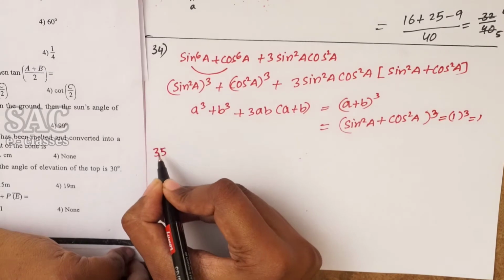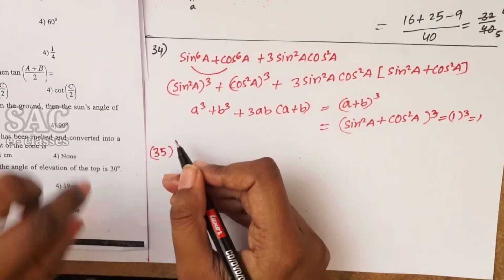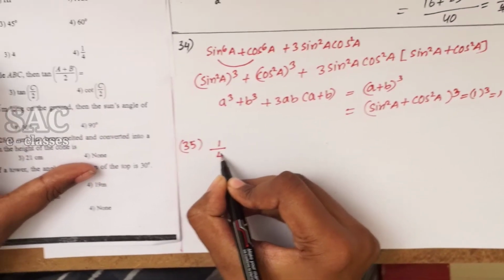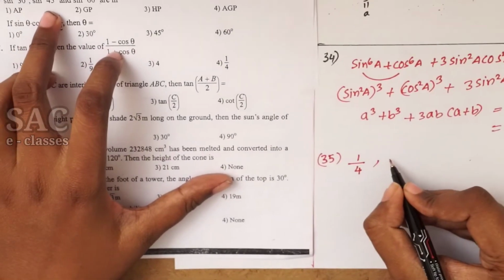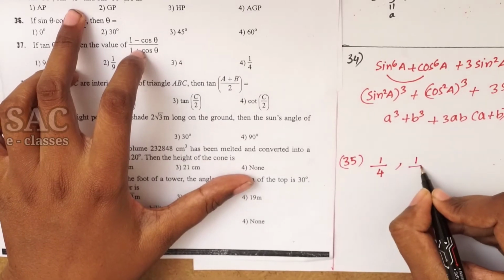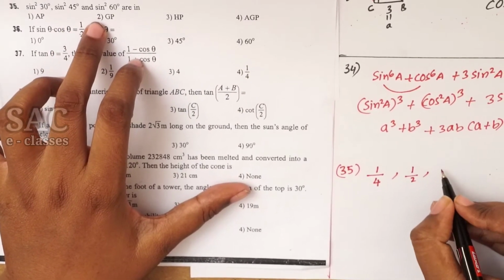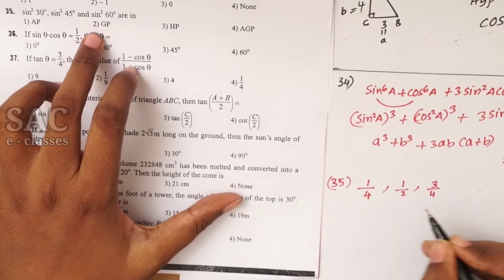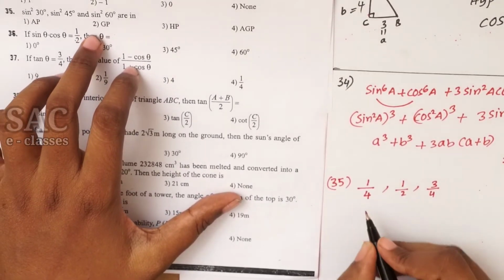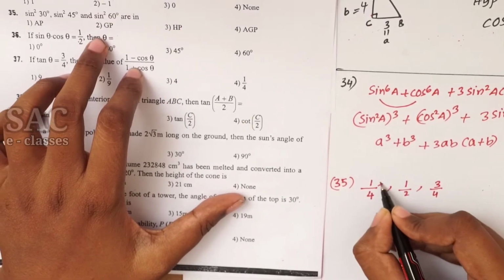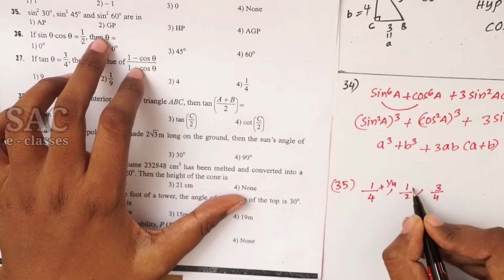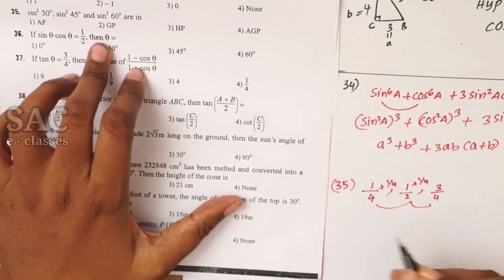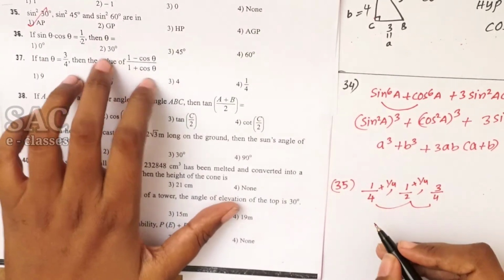Look at the problem number 35. Sin square 30. We know sin square 30 value is 1 by 4. And sin square 45, 1 by root 2 whole square, which is 1 by 2. Sin square 60, which value is equal to 3 by 4. They are in what? Clearly 1 by 4 is added to 1 by 4, then you will get 1 by 2, and again 1 by 4 is added to that. So the gap between them is the same, so it is in AP.